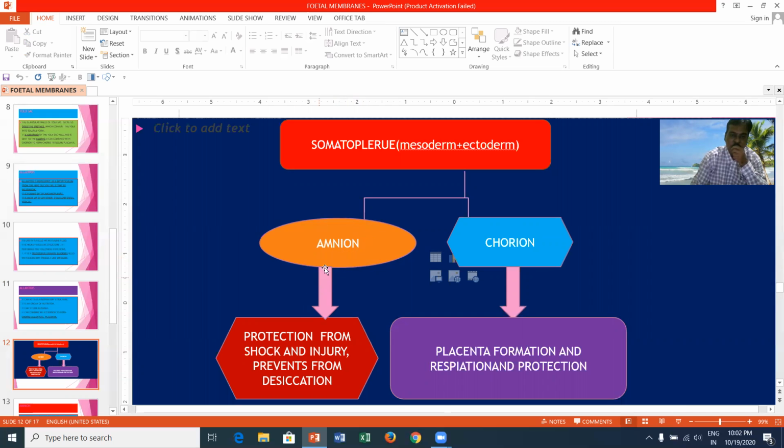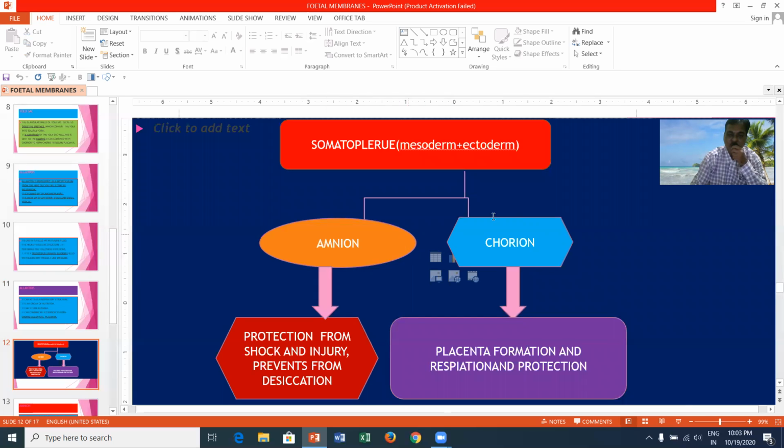Nowadays, the amniotic fluid is extracted from the pregnant mother and analyzed for various genetic disorders. That is called amniocentesis. Amniocentesis means the amniotic fluid is collected from the pregnant woman and analyzed for chromosomal abnormalities and sex determination also. But the amniotic test is completely banned in developing countries like India for sex determination.